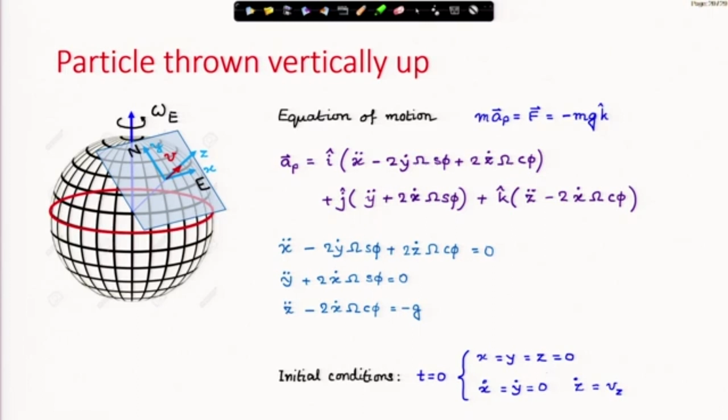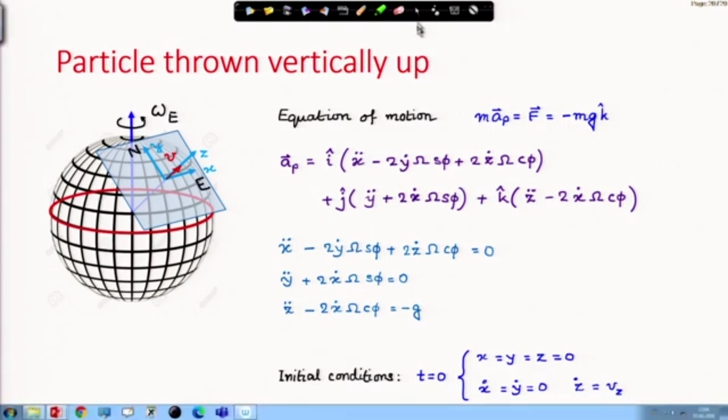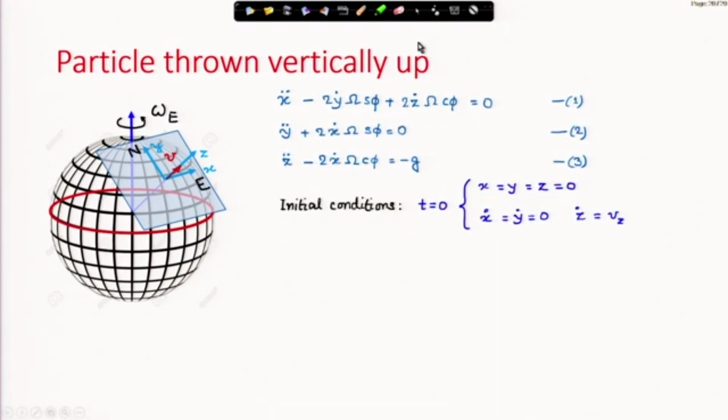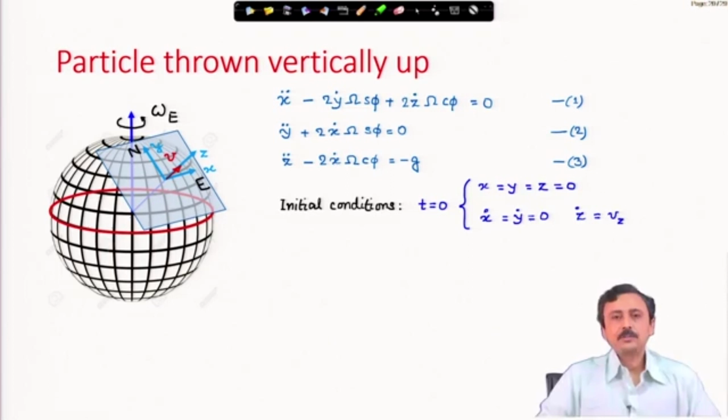x dot and y dot, the velocities: the particle is being launched vertically upwards. Therefore, x dot and y dot are 0. These are relative velocities, remember, and z dot is v z. This is the initial velocity of launch. So, these are my equations of motion and the initial conditions. I have to integrate.